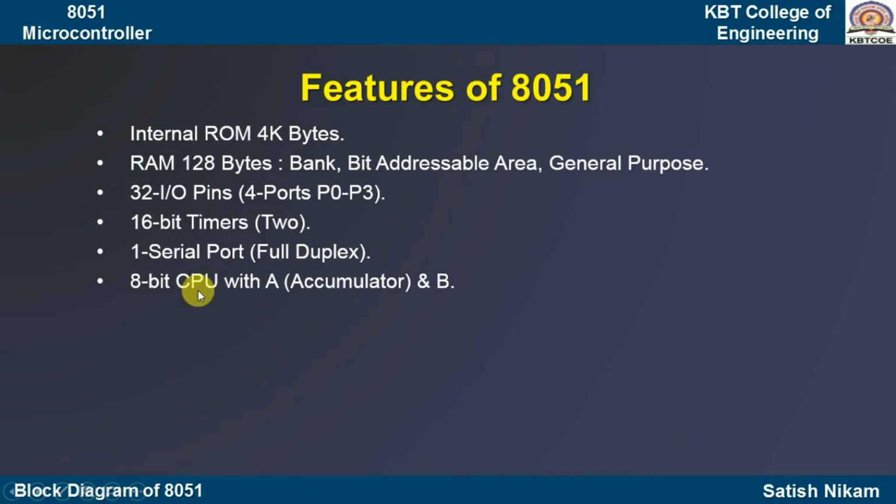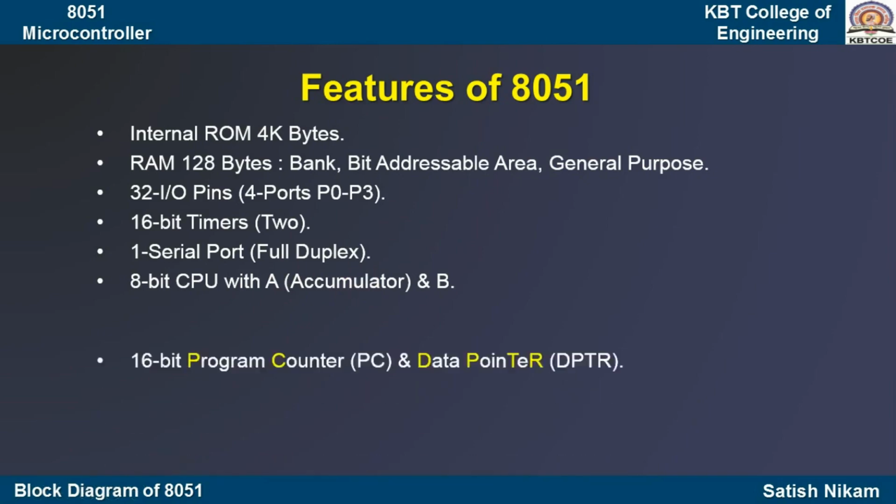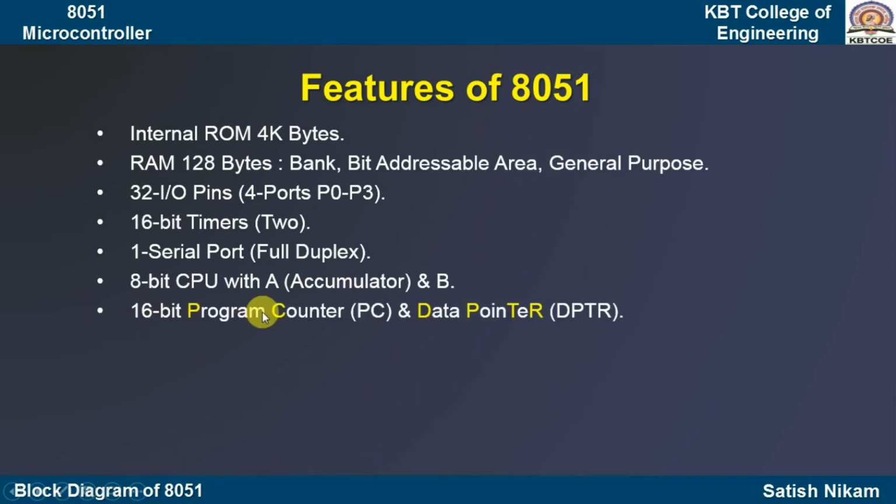Next, the 8-bit CPU. As I told you, the 8 in 8051 indicates it is an 8-bit microcontroller, which can perform arithmetic and logical operations on two 8-bit data. A and B are the two registers in direct contact with the CPU, and the A register is also called the accumulator. This is a very important thing you have to remember. Next is the 16-bit program counter. I have discussed its function in the programming model.